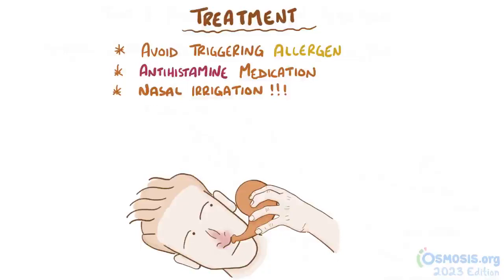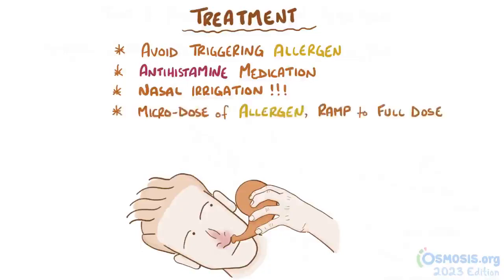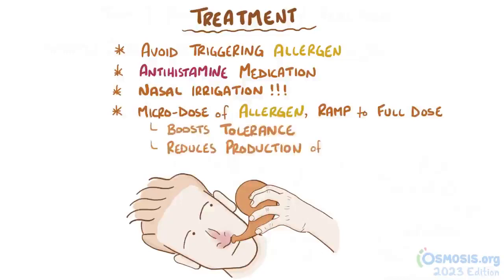In some situations, it's also possible to rewire the body's immune response to an allergen by exposing it to micro doses and slowly ramping up to a full dose of the allergen. This gradually boosts tolerance to the allergen by reducing the immune system's tendency to produce IgE each time.